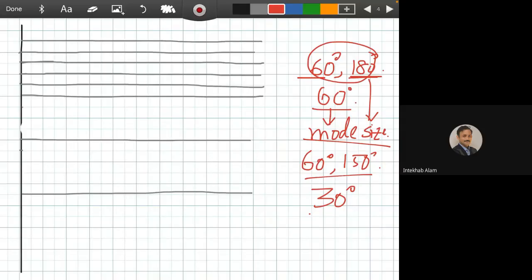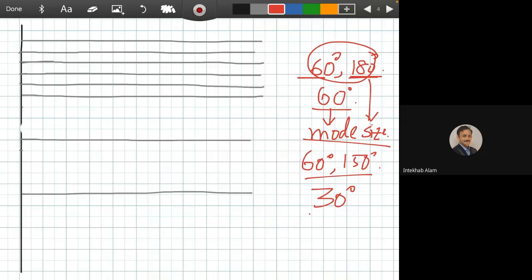So if it is 3 phase, then we have 6 switches, and with 6 switches, we have to divide 360 degree by 6, then 60 degree is fixed. And to find the mode size, we need to find the value of GCM.